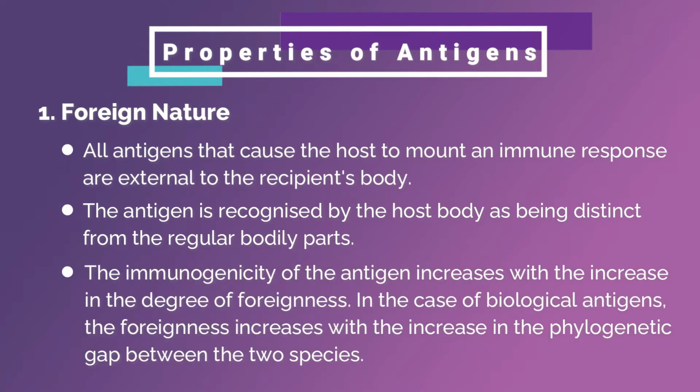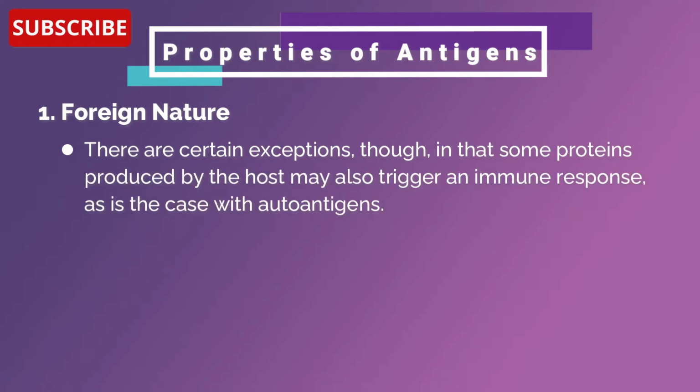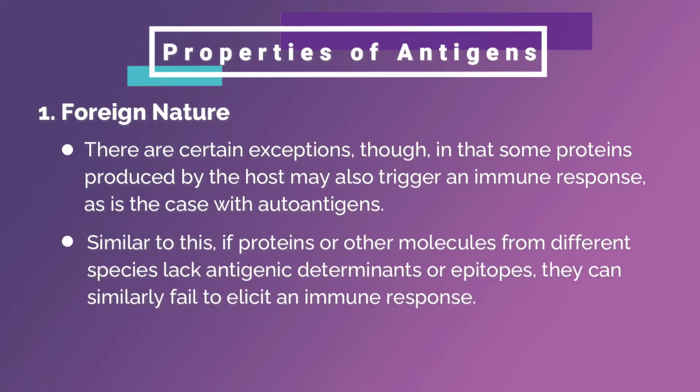With an increase in the level of foreignness, the antigen's immunogenicity rises. In the case of biological agents, the foreignness increases with the increase in the phylogenetic gap between the two species. There are certain exceptions, though, in that some proteins produced by the host may also trigger an immune response, as in the case with autoantigens. Similar to this, if proteins or other molecules from other species lack antigenic determinants or epitopes, they can similarly fail to elicit an immune response.